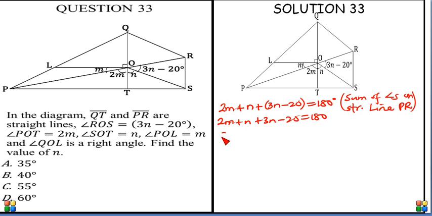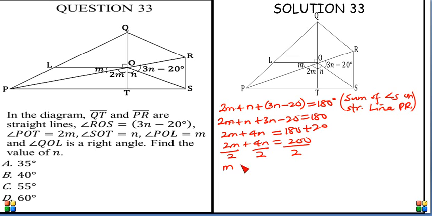Now opening this bracket, you have 2m plus n plus 3n minus 20 is 180. That's going to be 2m plus 4n. You take 20 to that side, we're going to have plus 20. 2m plus 4n is now 200. We can divide through by 2, divide this one by 2, this one by 2, and this one by 2. We're going to have m plus 2n is equal to 100. Let's keep that equation. We're going to refer to it later.